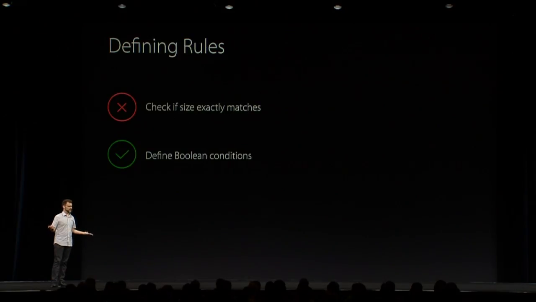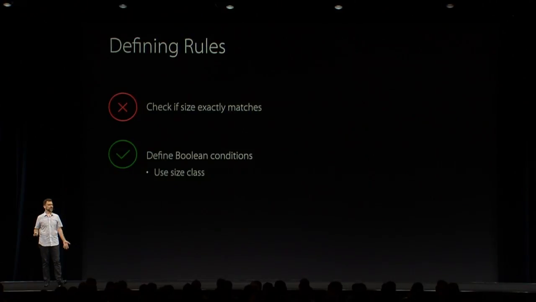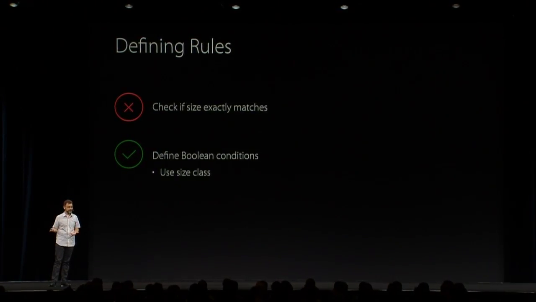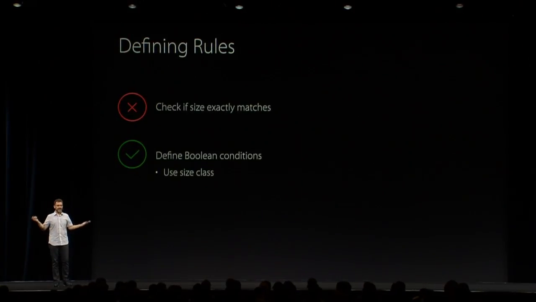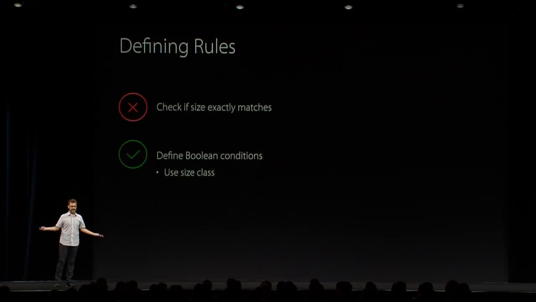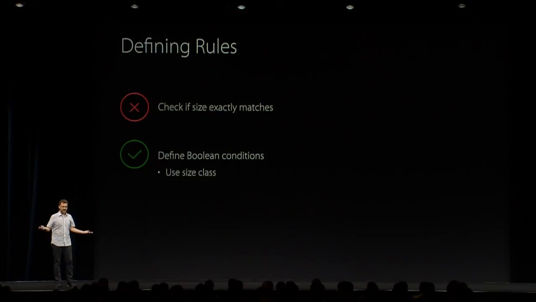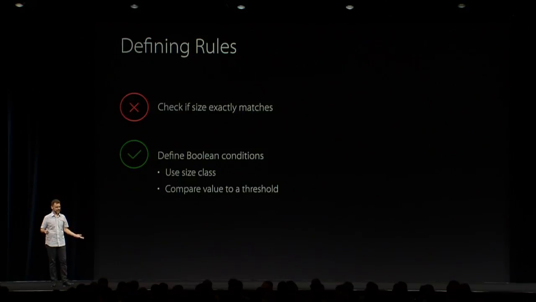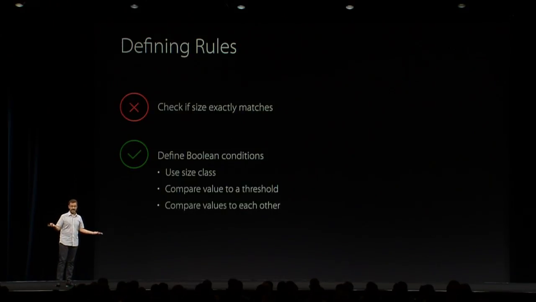And there's many ways we can do this. The first one, and most obvious, is just use size classes. Then we've done most of the work for you. All you have to do is check, are you compact or regular? Also, your app will act like other apps in the system because you're using the same size classes. All the Xcode tooling will help you out. You'll get a lot of things just for free. But you can also do it yourself. For instance, I could compare a value like width or height to a threshold value. Or I could compare 2 values like I did, width versus height. Or I could combine these.